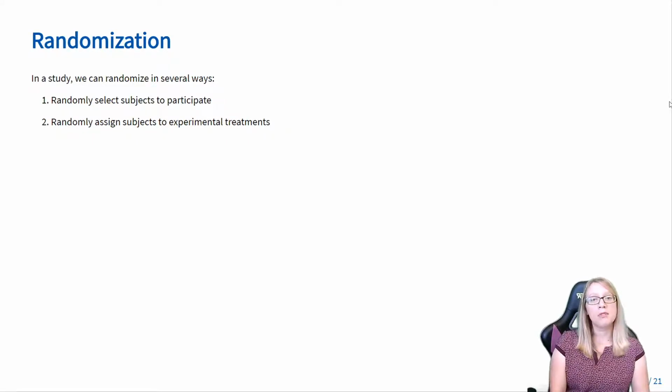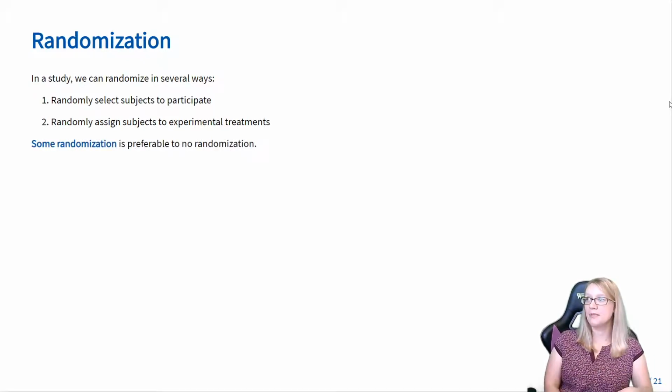So we could randomly assign half the subjects to receive a vaccine candidate, half the subjects to receive a placebo. If we can, we'd like to randomize along both of these axes. If we can't, certainly one element of randomization is important, either randomly selecting our subjects or randomly assigning our treatments. What this does for us is help balance out the other factors. It helps avoid researcher bias.